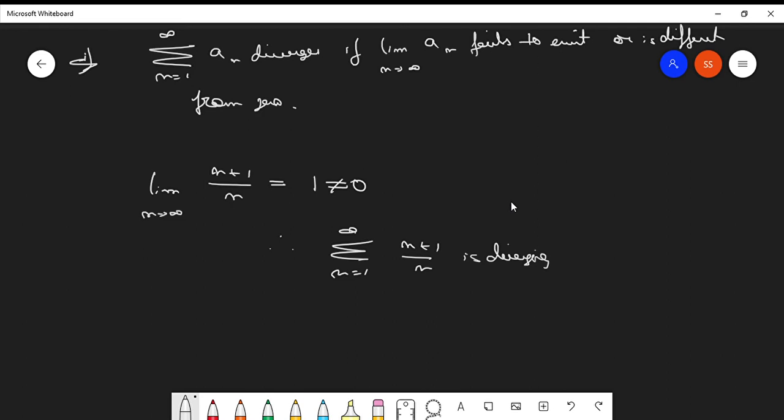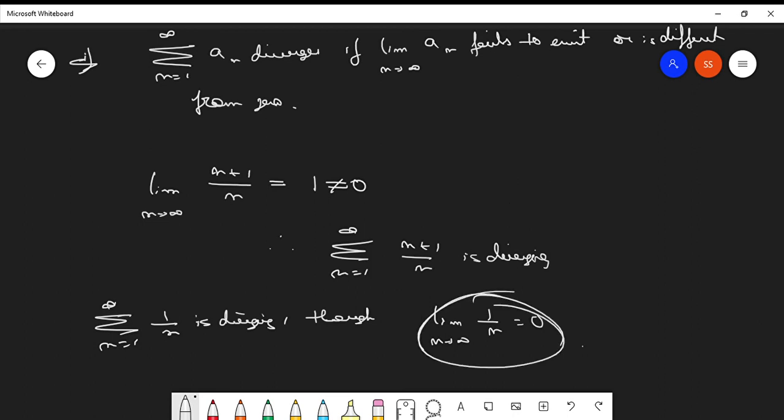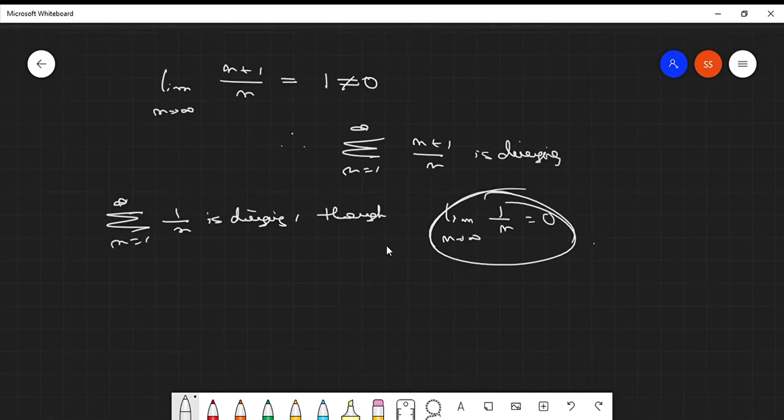Okay, there are exceptions to this rule. For example, the most beautiful example at this level is the summation n equals 1 to infinity of 1 over n. This is diverging, though the limit as n tends to infinity of 1 over n is 0. This limit of the nth term is 0, though the series is diverging. There is one more example.